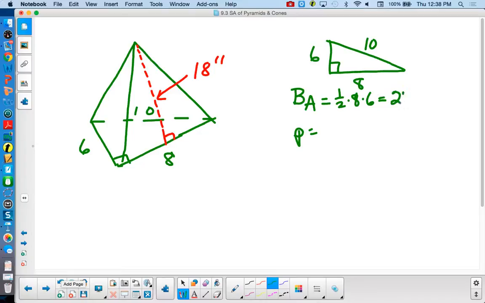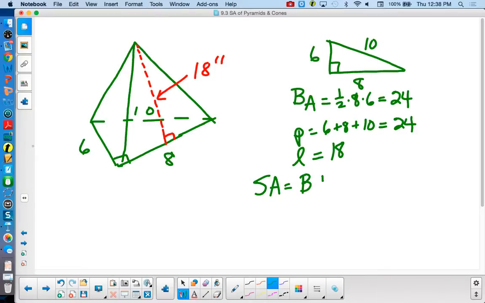Base area was 24. Perimeter was actually 24 also. What's the slant height you're going to do? 18. So your surface area should be the base area. I'm going to write the formula. So 24 plus 1/2 times 24 times 18.